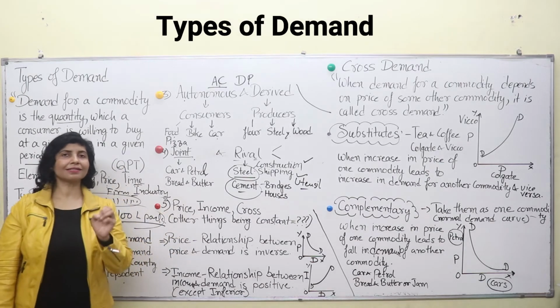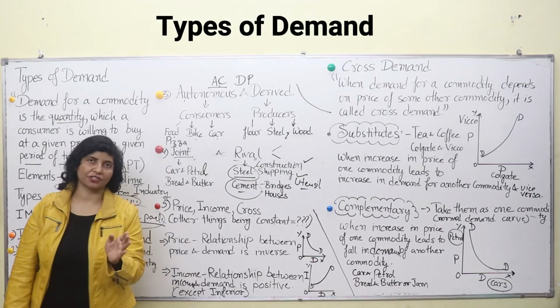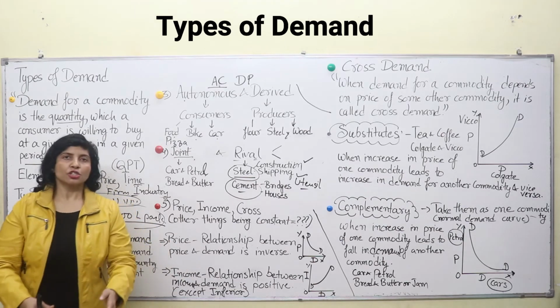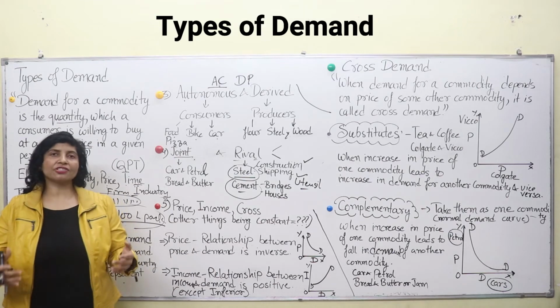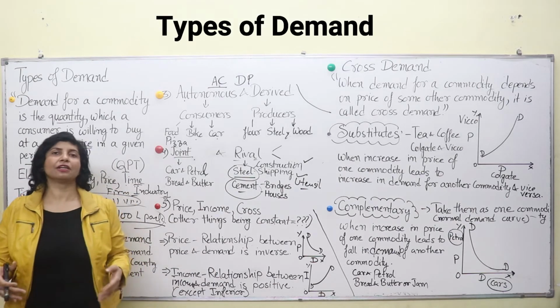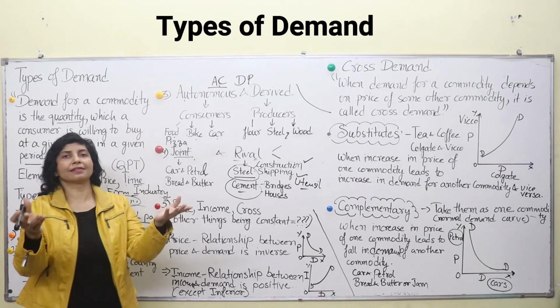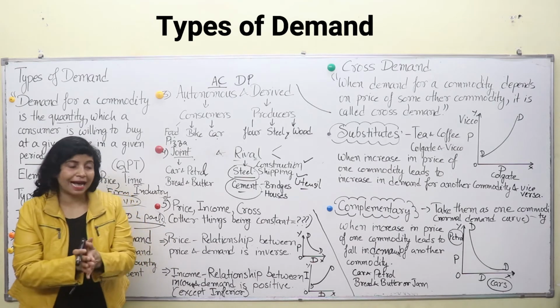Income demand: what is the relationship between income and quantity demanded? It is a positive relationship. When you are not earning so well, you will demand a lesser amount of commodities. But when you start earning a larger amount of money, what happens to your demand? The demand for everything rises. So there is a direct or positive relationship between your income and demand.